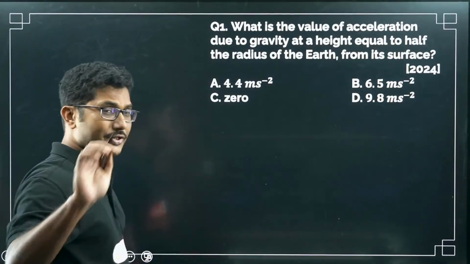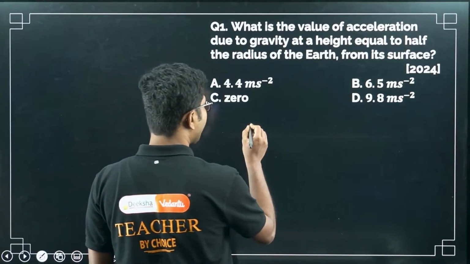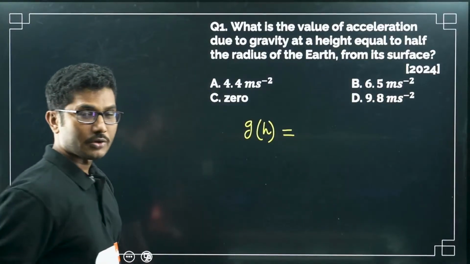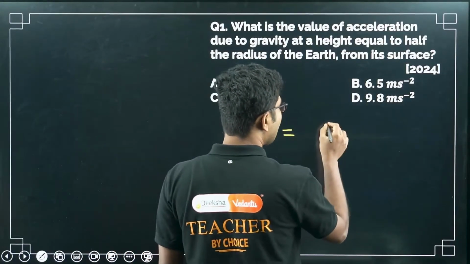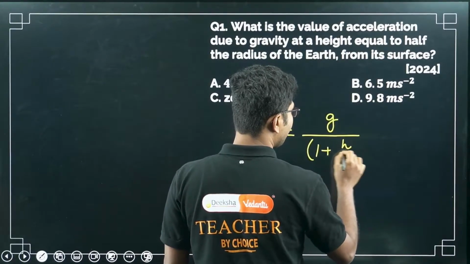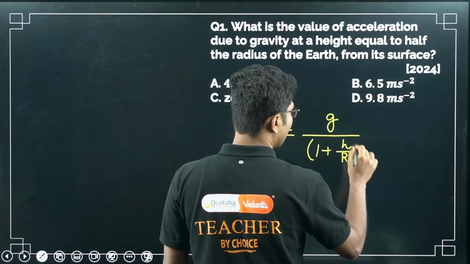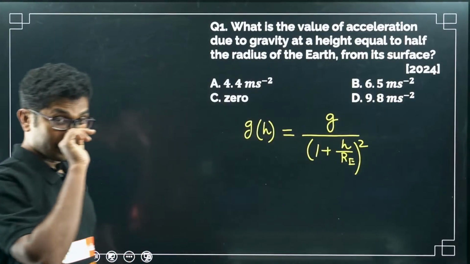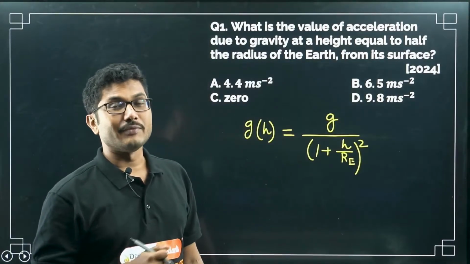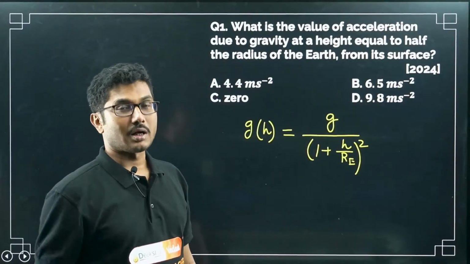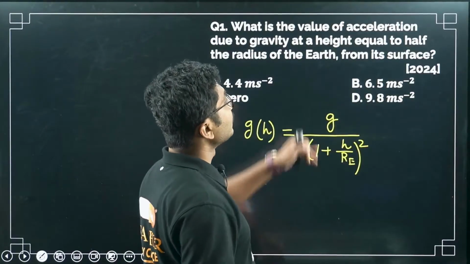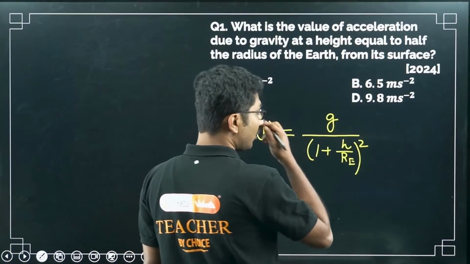So for this question, what formula you have to use? You have to use the simple formula for g_h. Do not use the shortcut formula that I taught you yesterday. You have to use the complete formula: g_h equals g divided by (1 plus h by R_E) whole square. This is the complete formula for this question, because the shortcut formula is only valid when h is small compared to R_E. Now half of R_E cannot be considered to be a small value, right? It is equal to half the radius, which means it is not a small value.